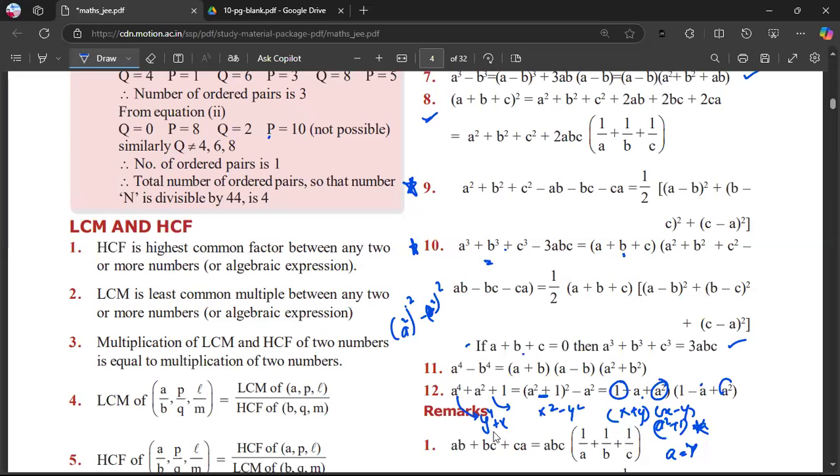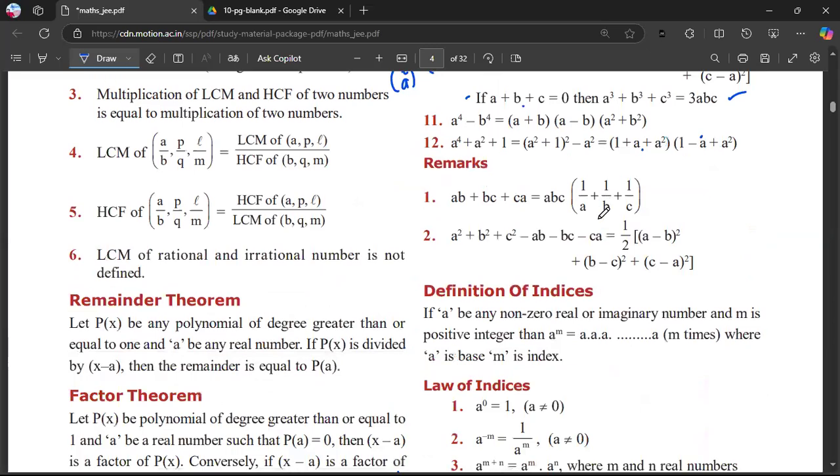Understood? Yes, sir. These are some short forms. Remember them. Now, there's one more concept remaining. I would like to cover it.